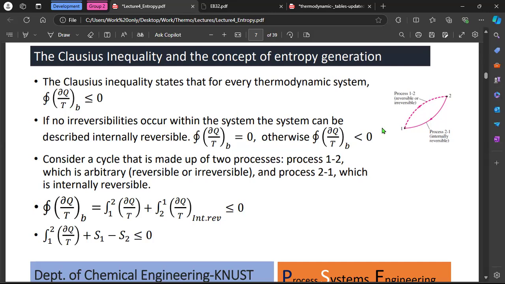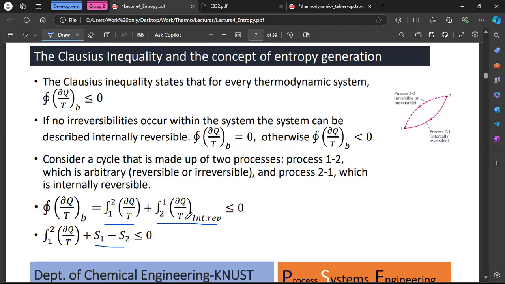So if we look at the expression down here, for the cyclic integral, we're doing the integration from one to two. That's the first expression over here, from one to two. And then from two to one, we said it is internally reversible. But remember, once again, we said that the whole expression should be less than or equal to zero. Now, remember we said that when it is internally reversible, we are just considering the system, right? So we can look at the state of the system. And that's where this comes in.